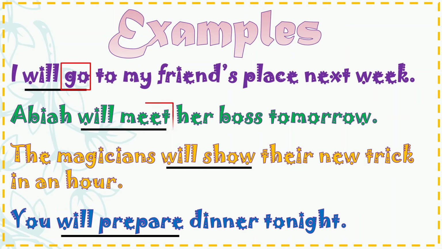Go, meet, show, prepare. See everyone, in all these examples, when we were discussing present tense or past tense, we were very clear about one thing, that with I and you, we use a certain helping verb. A single subject will have a certain helping verb. Plural subjects, many subjects, will have a certain helping verb. But in this case, with I, with a single subject, which is Abiha, with many subjects, which are magicians, and again you, which is an exception, no matter what the subject is, we are using will. Alright? Moving on to more examples.